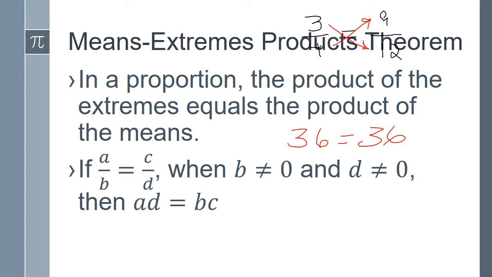Oh, by the way, this is called the means extremes products theorem. So instead of saying theorem 59, this is the means extreme product theorem. And you're going to use this in a proof, and we'll be doing some of those later.